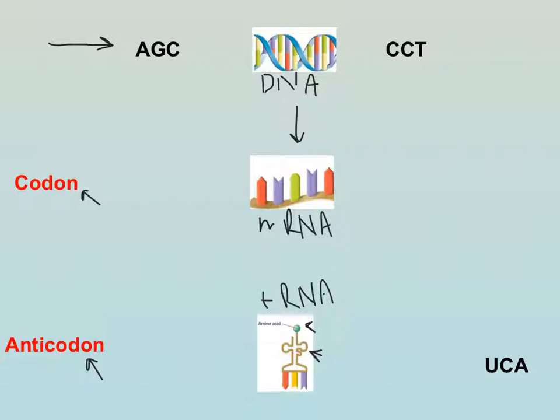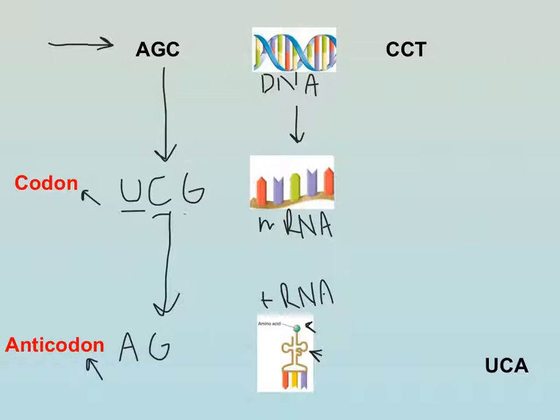I'm going to turn AGC, adenine, guanine, cytosine, into a codon. Here we go. Base pairing rules. A goes with U. No T in RNA. G goes with C. C goes with G. Boom. Now I'm going to convert that codon into an anticodon. U, right there, goes with A. C goes with G. And of course, G goes with C.